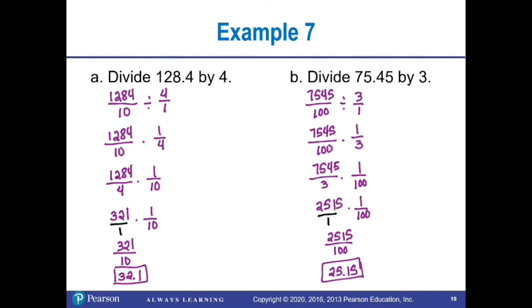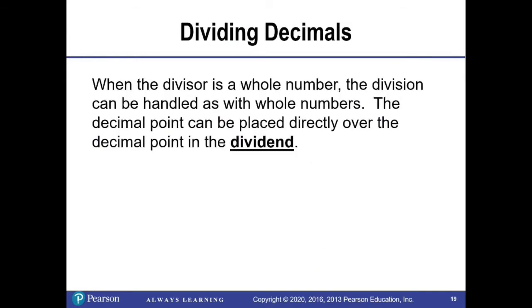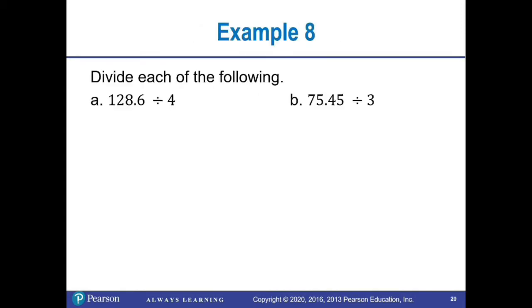Now, let's talk about our algorithm. When our divisor is a whole number, remember the divisor is what we divide by. The division can be handled the same as we handle division with whole numbers. The only difference is the decimal point in the quotient goes directly over the decimal point in the dividend. Let's look at how this works.